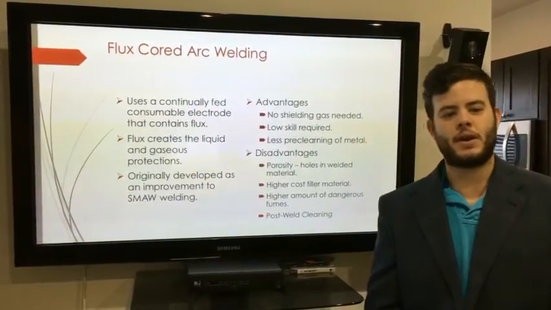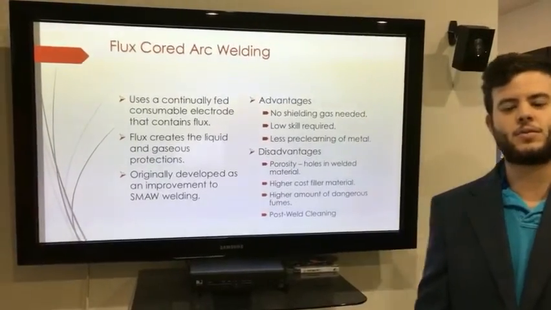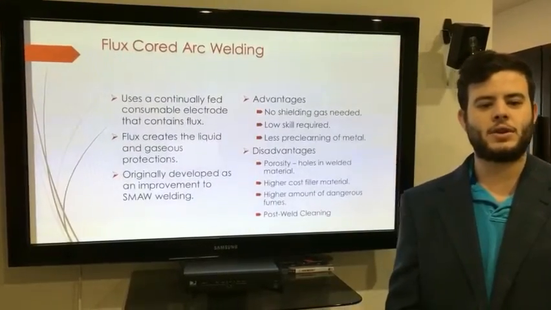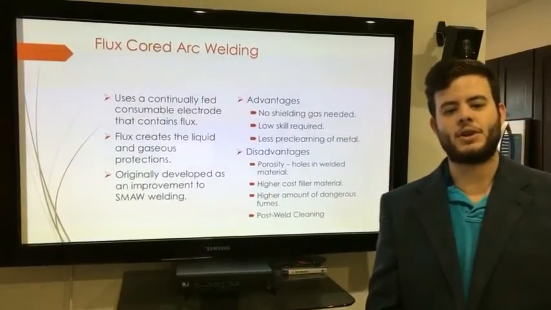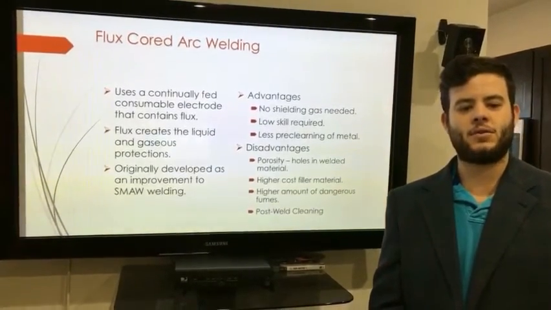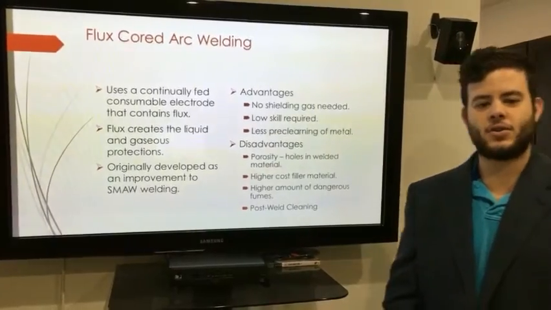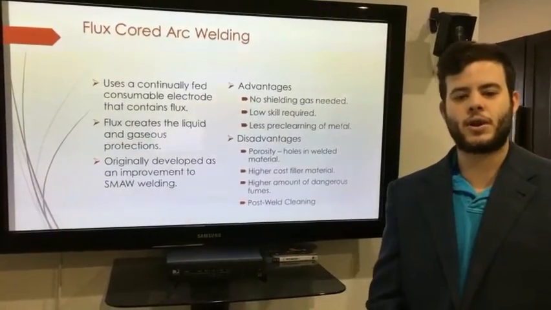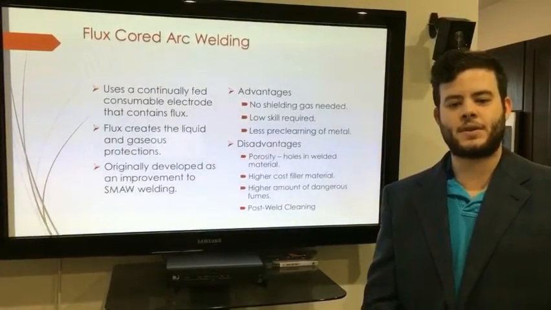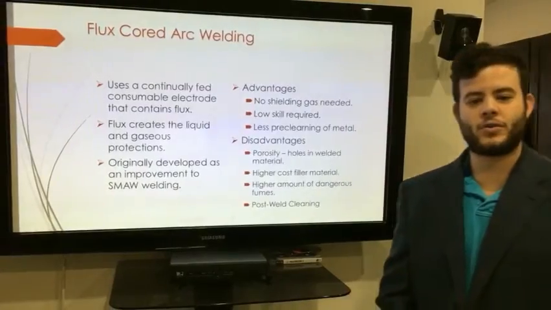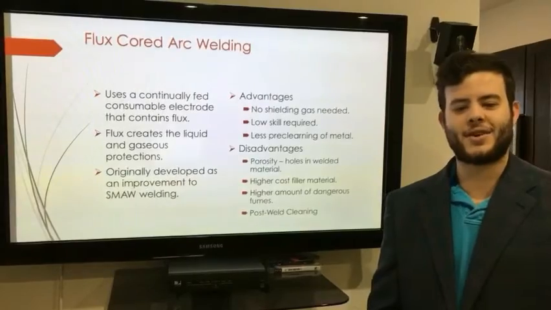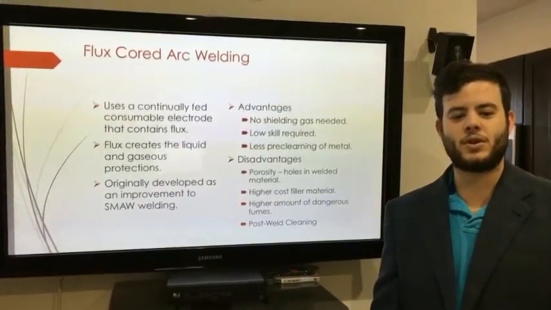Flux-cored arc welding. Mainly it uses a continually fed consumable electrode that contains flux. Flux creates the liquid and gaseous protections, originally developed as an improvement for SMAW welding. Advantages are no shielding gas needed, low skill required, and less pre-cleaning of metal. Disadvantages are porosity, holes in welded material, high cost of filler material, high amount of dangerous fumes, and post-weld cleaning.